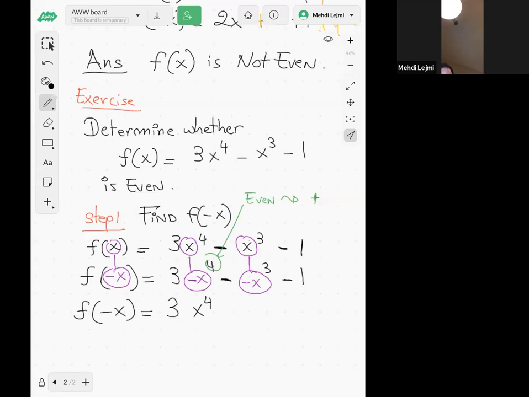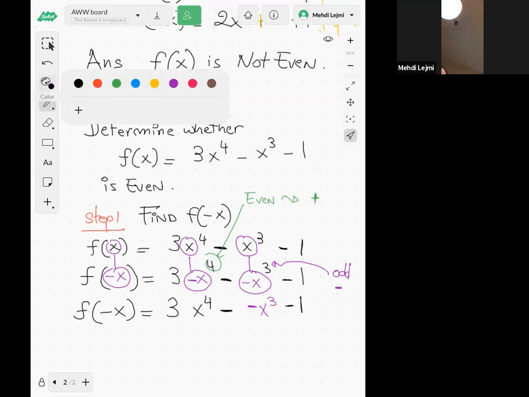And then there's this minus here, so I'm going to keep the minus. And then there's this minus x cubed. Because the power is odd, it's a cube, it's going to be a minus, so minus x cubed, or let me use purple here. This is going to be minus x cubed. And then there is minus 1.